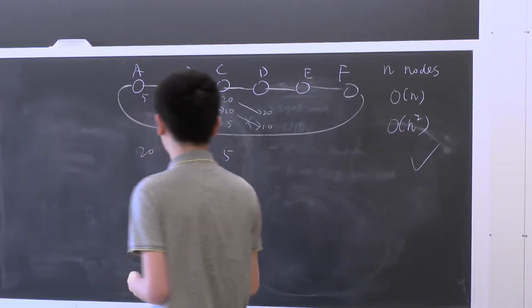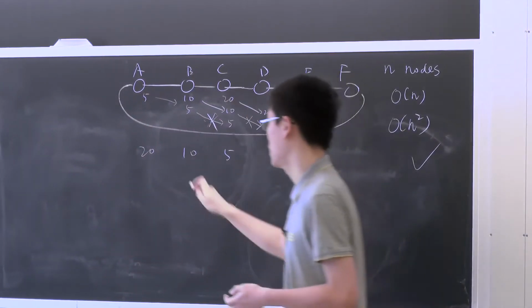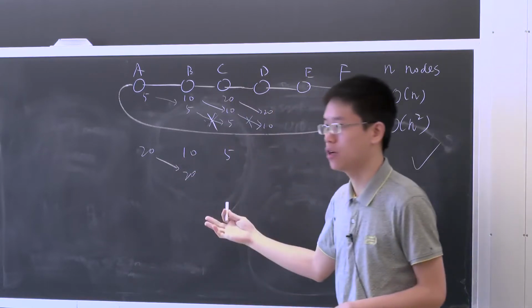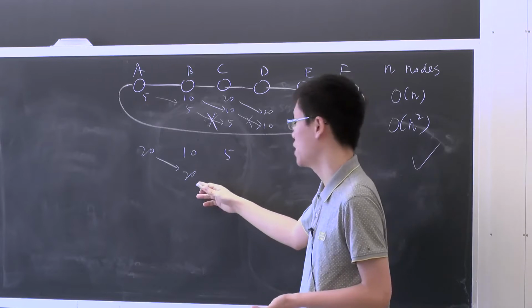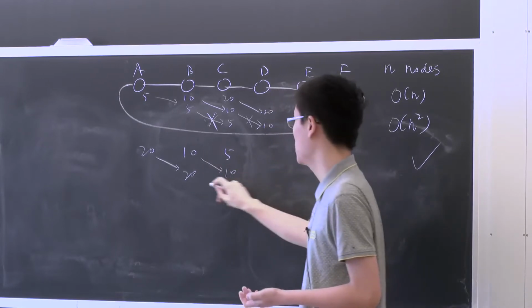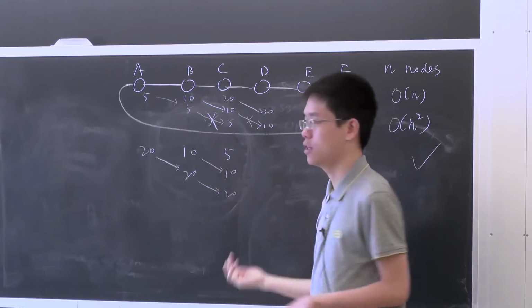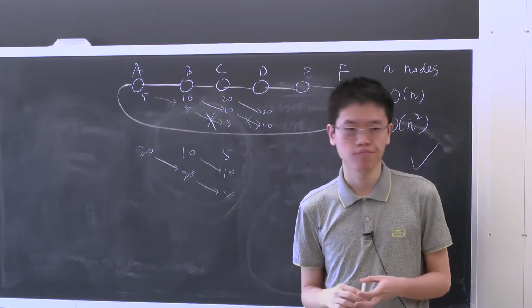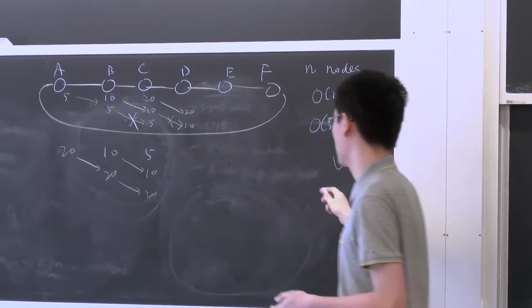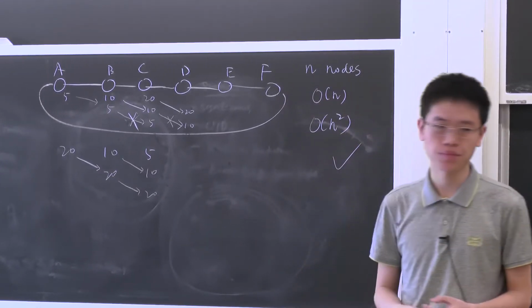Say, this is the ID we choose. Then when this 20 is sent around, B cannot drop it, right? Because it may be the largest. And when this 10 is sent to C, C cannot drop it. And when 20 comes along, it also cannot drop it. So no node can drop any message. So its worst case is still n squared.